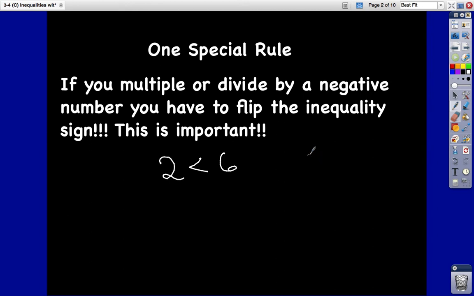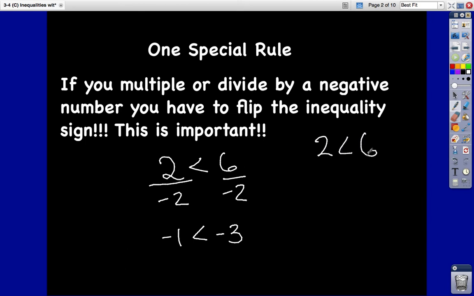Now, remember when we had an equation, we could divide or multiply both sides of it by the same thing and it didn't change the equation. That's not quite true with inequalities because, see, if I was to divide both sides by negative 2 on this inequality, look what happens. 2 divided by negative 2 is negative 1, and 6 divided by negative 2 is negative 3. It resulted in a false inequality. I started with a true inequality, 2 is less than 6, and I ended up with a false statement. Okay, so from true to false, because negative 1 is not less than negative 3. Negative 3 is not greater than negative 1.